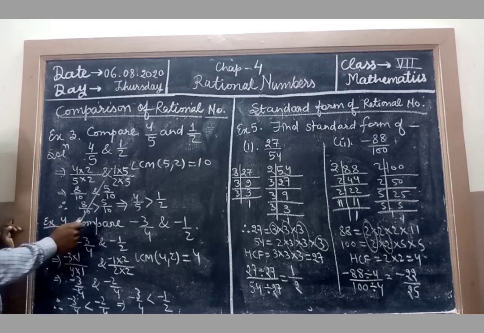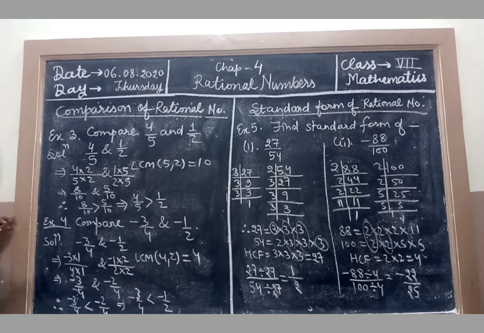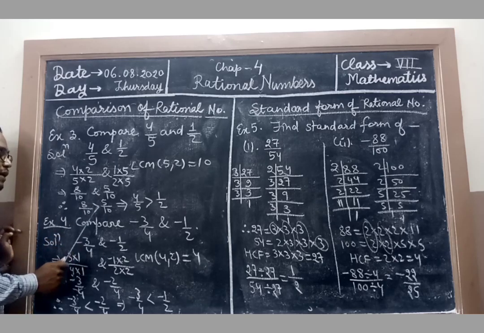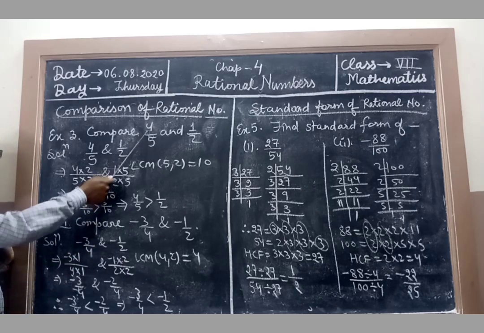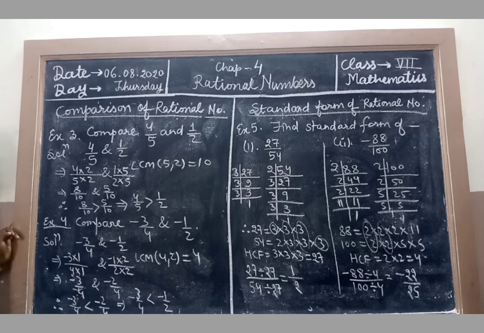4 to the 8, 8 by 10, and 1 into 5, 5 by 10. So 8 by 10 and 5 by 10. Which one is greater? 8 by 10 is greater than 5 by 10. So from the question, 4 by 5 is greater than 1 by 2.